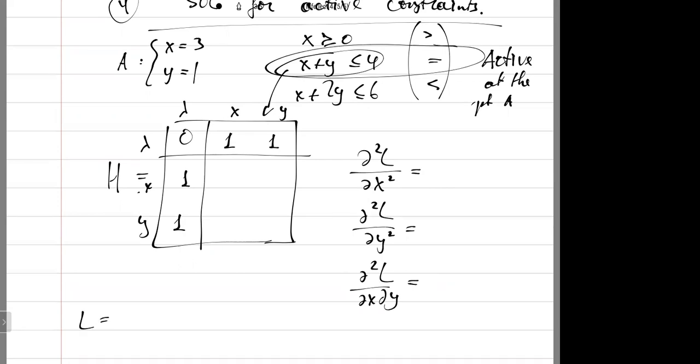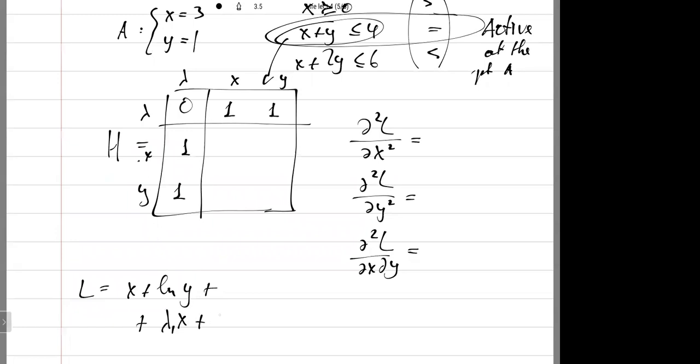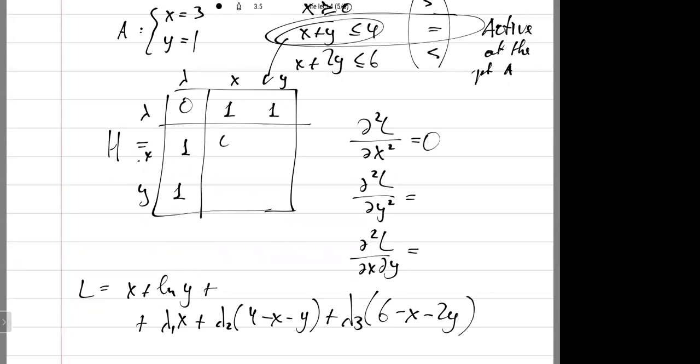My Lagrangian function was, I don't remember, x plus, sorry, a logarithm of y plus lambda 1 x plus lambda 2 (4 minus x minus y) plus lambda 3 (6 minus x minus 2y). So we have no x squared, so this is 0. With respect to x, y, we have no product x times y, so it's 0. That one we have because we have a logarithm, and the derivative will be, I think, minus 1 over y squared. Yes, minus 1 over y squared.